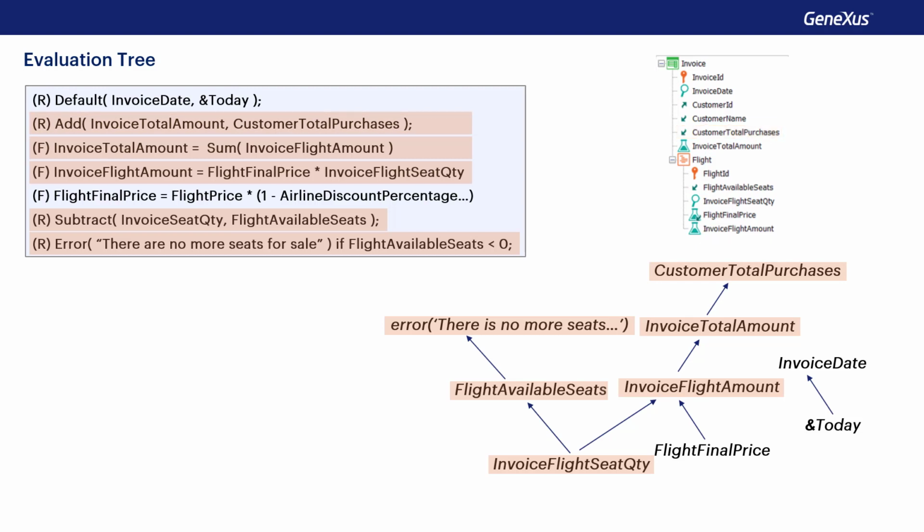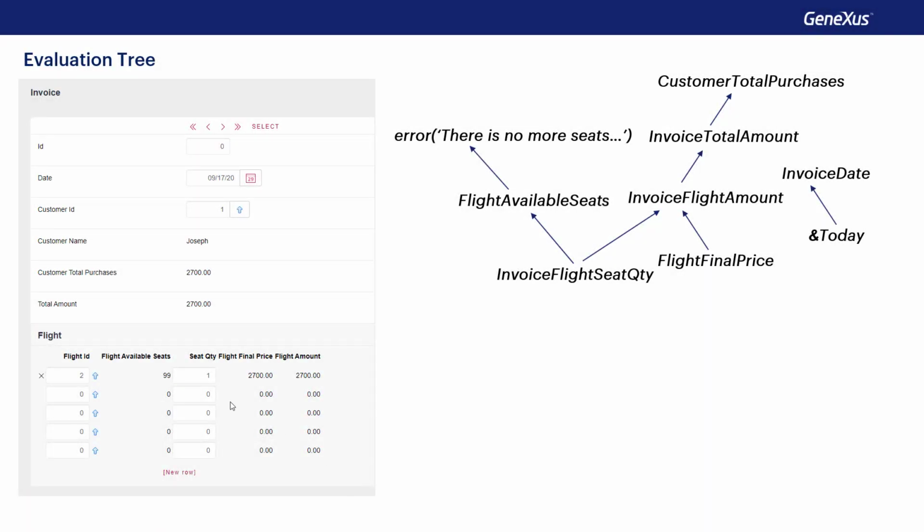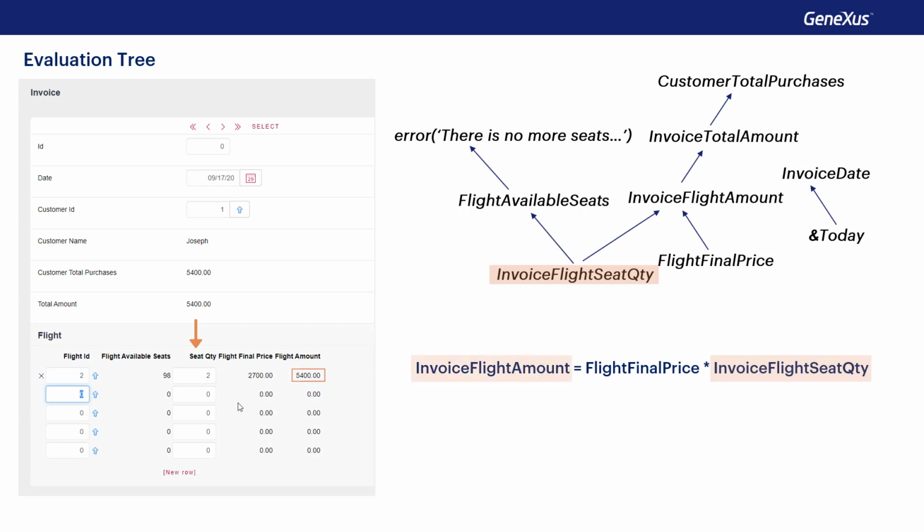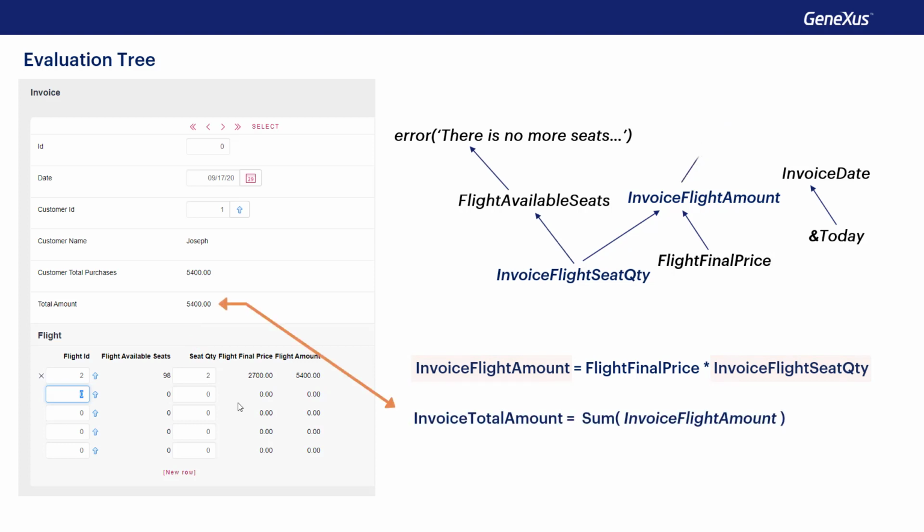We can imagine that the tree is executed in a bottom-up manner. That is to say, every time an attribute value is updated, all the rules and formulas that depend on this attribute, and that are located upwards in the tree, are executed. Let's continue with the previous example. If the number of seats in an invoice line, invoice flight seat quantity, is updated, since this attribute is part of the formula that calculates the cost of the flight, invoice flight amount, this formula will be triggered again. When it's triggered again, the formula corresponding to the total amount of the invoice, invoice total amount, will also have to be triggered again.